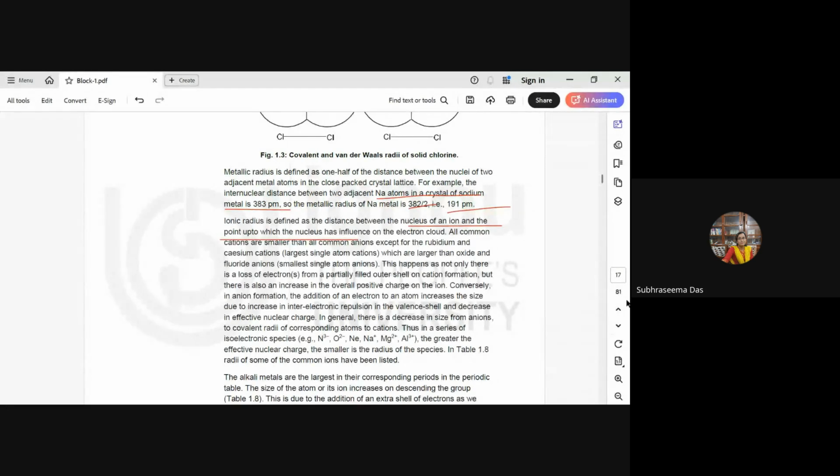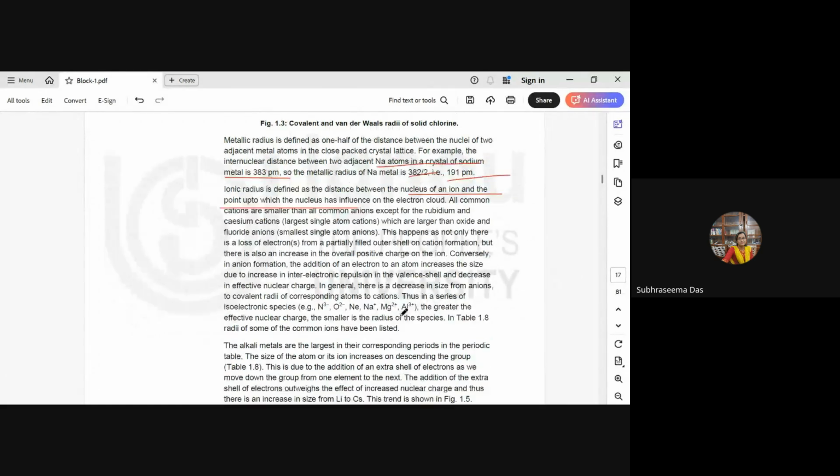So here this distance, we do not have to divide by 2. It will just measure the distance between the nucleus of an ion and up to which the nucleus can feel the influence on the electron cloud. We know that all common cations are smaller than all common anions, except for rubidium and cesium, because they are the largest cations and they are larger than the oxide and fluoride anions, which are the smallest anions. So in general, cations are smaller and anions become larger.